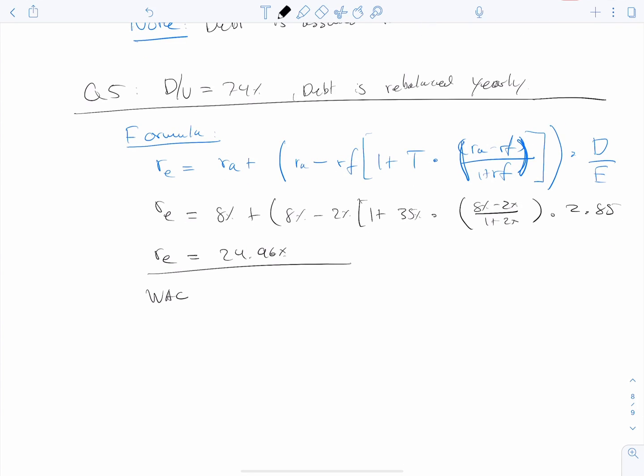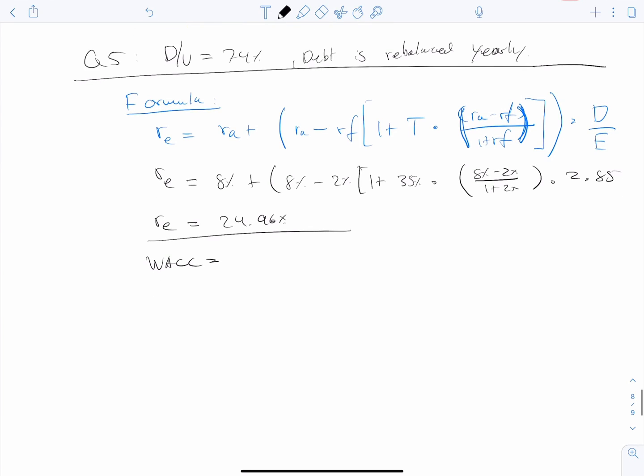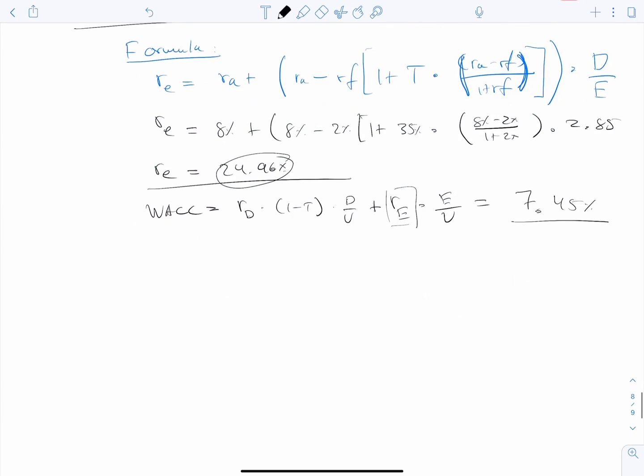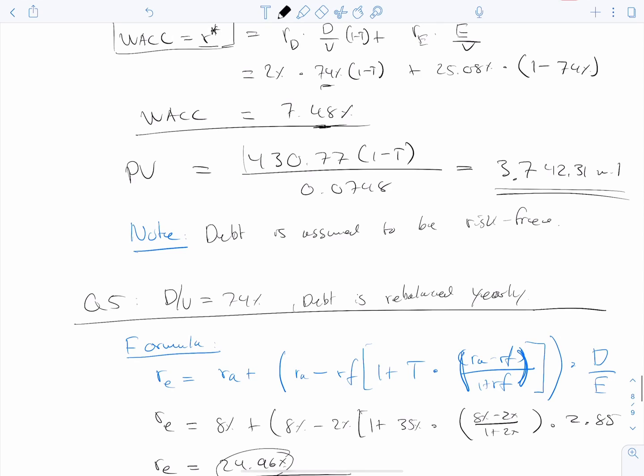This gives us a WACC. If we do the weighted average cost of capital again, so basically RD times 1 minus tax times DRV, you just plug in the numbers here. I'm not going to write all the numbers again. Right? Then with these new numbers, so basically using this in the place of return on equity, I get that the cost of capital now is 7.45%.